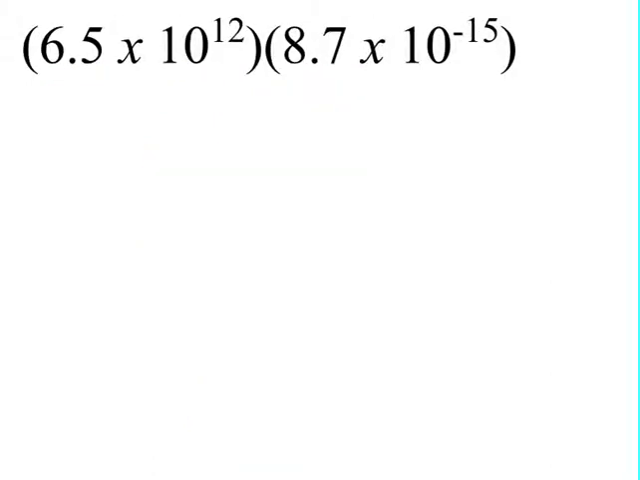All right, let's look at this next one. 6.5 times 10 to the 12th times 8.7 times 10 to the negative 15. First thing I do, 6.5 times 8.7, what do you get? 56 point what? 56.55. Okay.